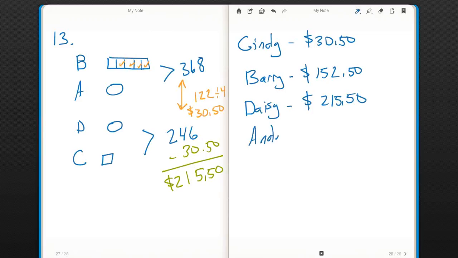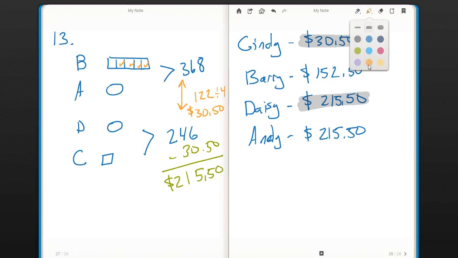I would suggest that you not have your student leave this problem until they've checked their work. These kinds of problems are so easy to check, and I can't tell you how many times I find that I make a mistake. What we want to do is check and see, basically, if I add Cindy and Daisy, I'm supposed to get 246. And I can see pretty quickly and easily that I do in fact get the right number.